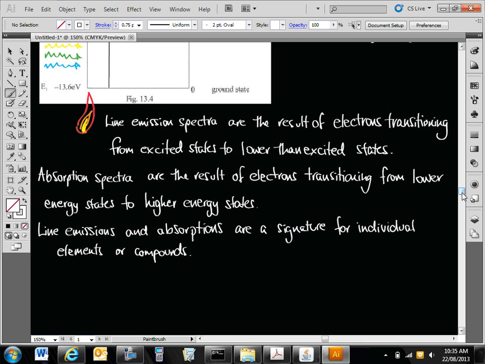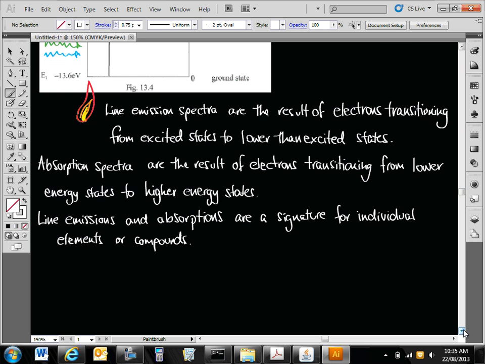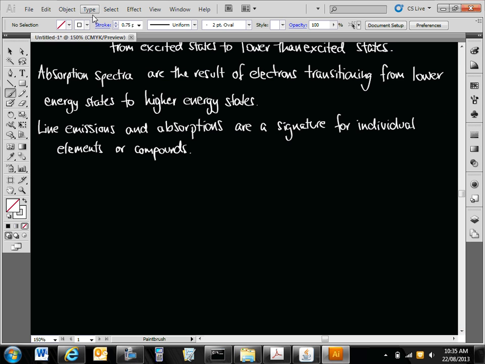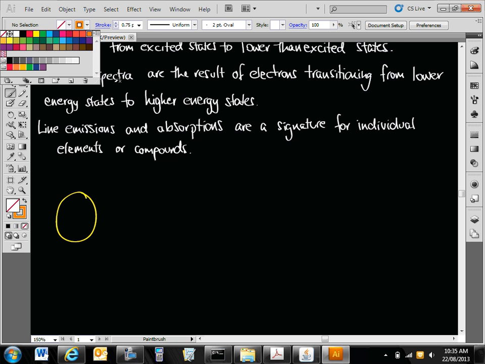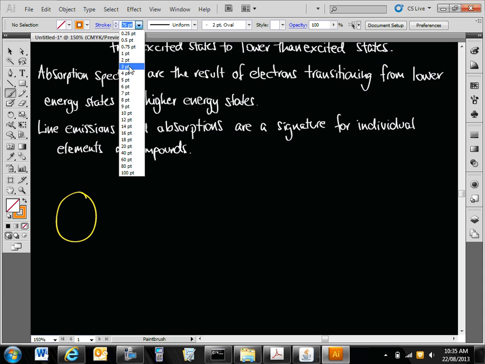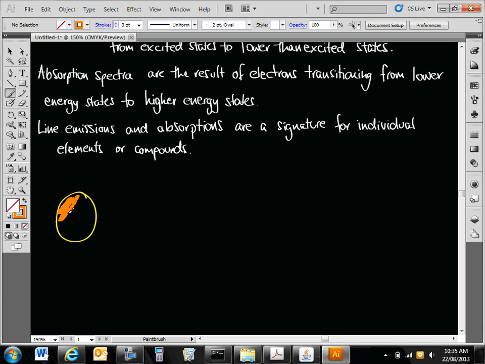Okay, so let's have a look at that. I'll draw the sun. That's the sun. The sun's really orange, really, isn't it? That's the sun. In case that wasn't clear.